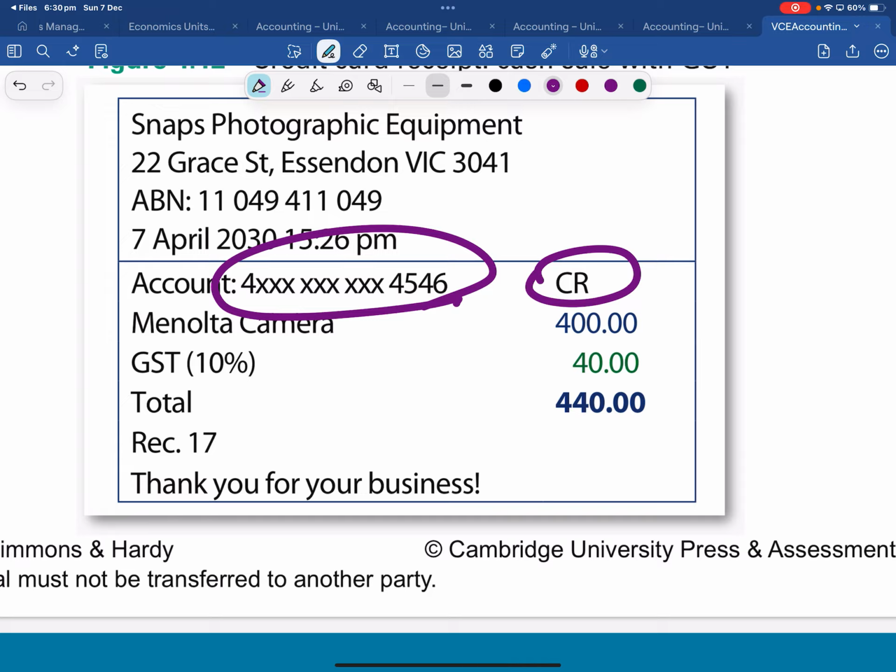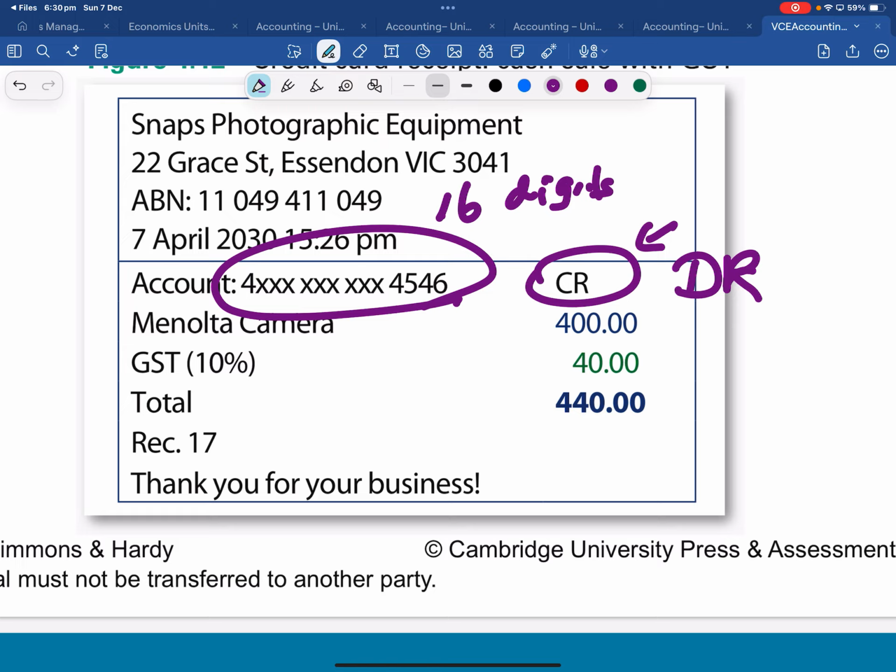How do we know? They have given us the account number. Usually it has 16 digits. Every debit or credit card usually has 16 digits. And then it will say credit. If this is credit, it means credit card. If it is debit, DR, that's a debit card. No, not doctor. Debit, okay? In accounting, DR is not doctor. So this is a credit card receipt.